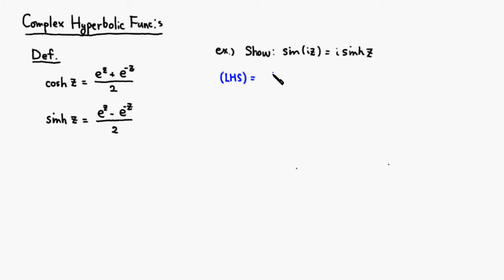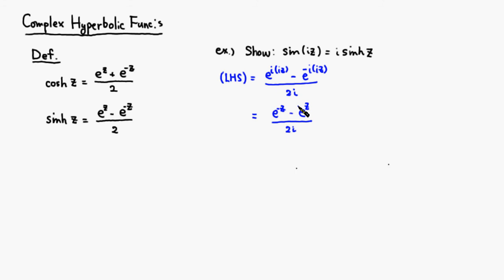By definition, we have e to the i iz minus e to the negative i iz all over 2i. So this is just by definition of sine. Then let's simplify. i times i, i squared, is negative 1, so you have an e to the negative z minus e to the positive z, all over 2i.